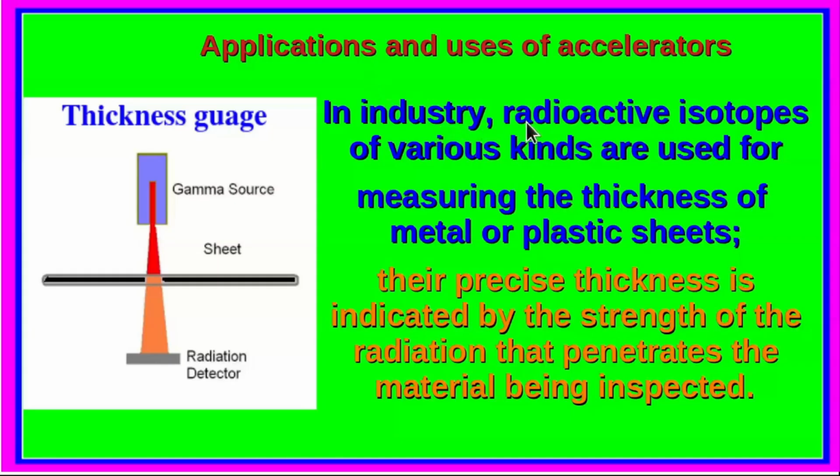Now, in industry, radioactive isotopes of various kinds are used for measuring the thickness of metal or plastic sheets. Their precise thickness is indicated by the strength of the radiation that penetrates the material being inspected. So we have a source of radiation, which is passed through the material being investigated, and the transmitted beam on the other side is measured, and this in relation to the intensity of the incident beam will give us a knowledge of the thickness of the sheet. So this is called a thickness gauge.